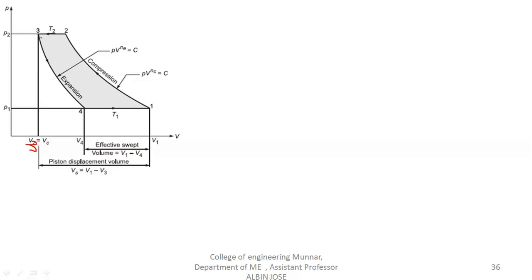Then there is a re-expansion. Since there is some amount of air in the clearance volume, during the initial process of the suction there is re-expansion of the compressed air. That is, 3 to 4 is the re-expansion process. It is again a polytropic process with a polytropic index of Ne, that is PV raised to Ne is a constant.